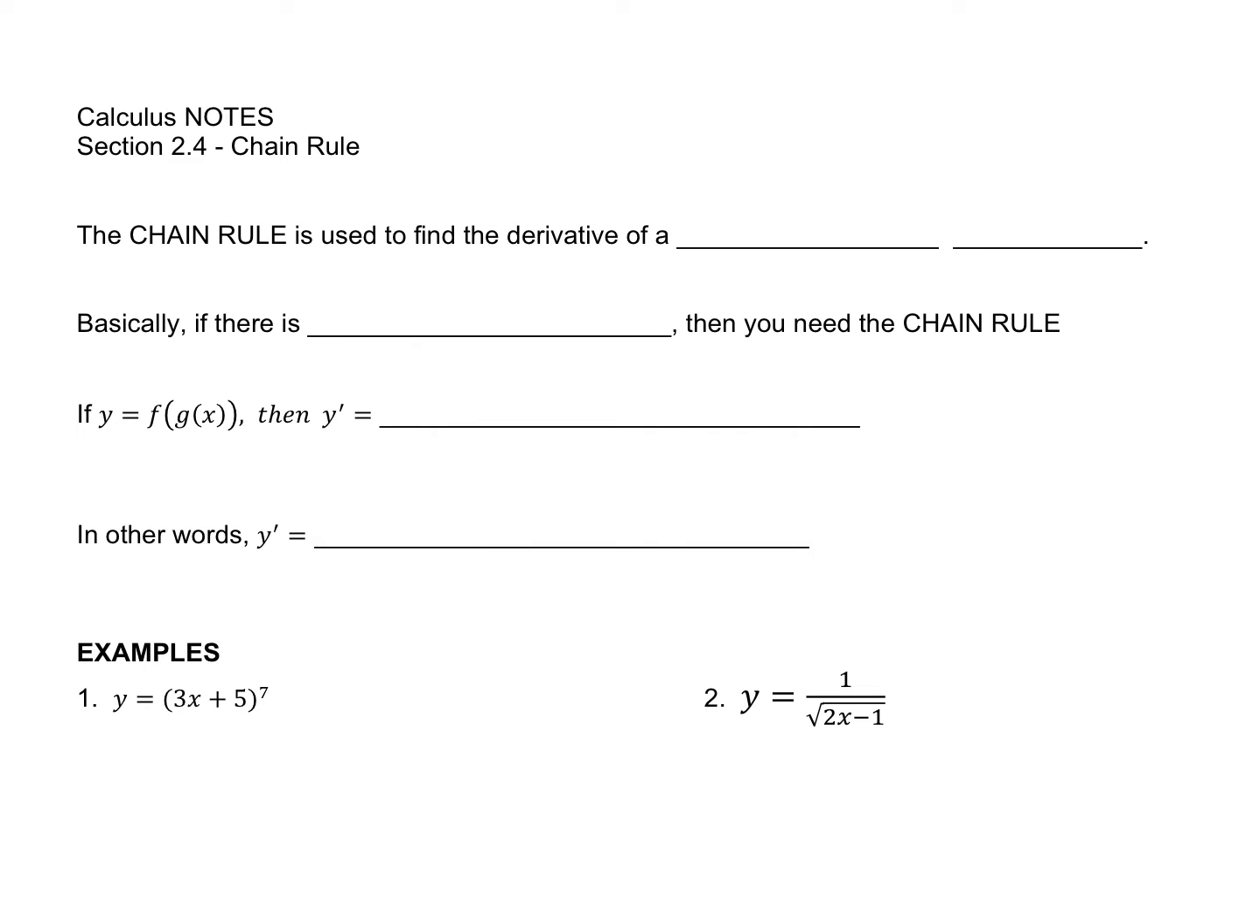When we look at chain rule, it is used to find the derivative of a composite function. Where have we seen the phrase composite function before? All right, so where have we seen composite function before? Do we remember the phrase? No, we don't remember that phrase.